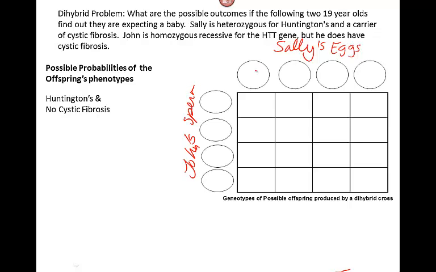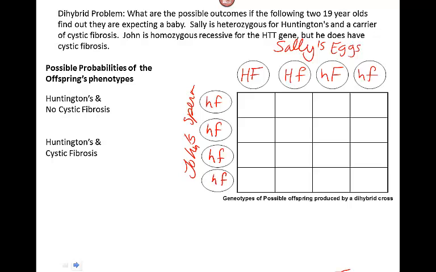And so Sally's eggs can have big H, big F, big H, little f, little h, big F, and little h, little f. John's sperm are all little h, little f. That's all he's got. So we're going to be figuring out all of the possibles for this child.